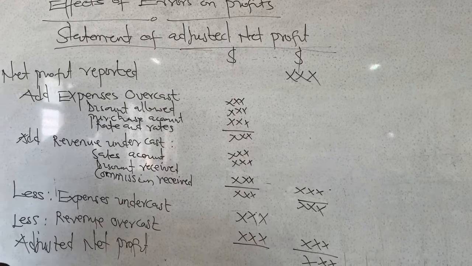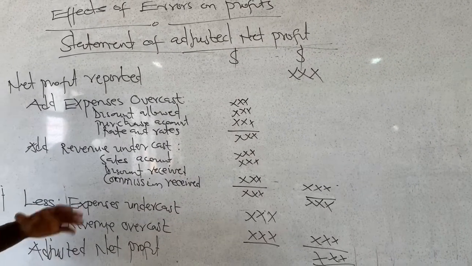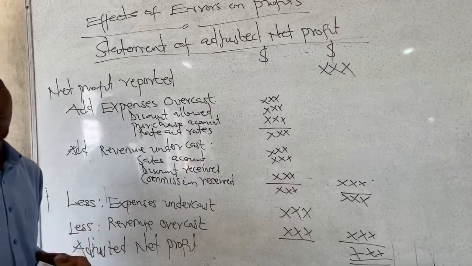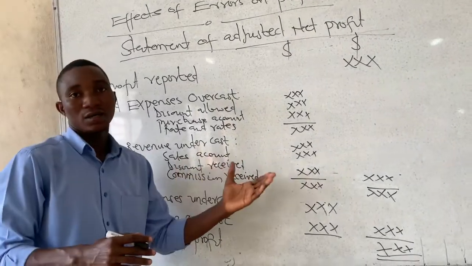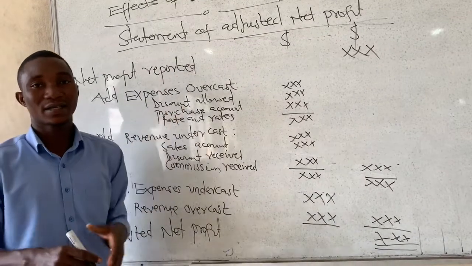In our next video, we'll be taking a full question where we will be asked to correct the errors with the help of the journal, the suspense account, and finally prepare the statement of adjusted net profits.